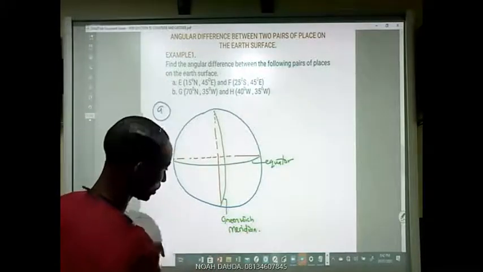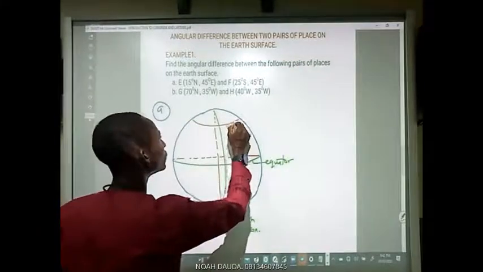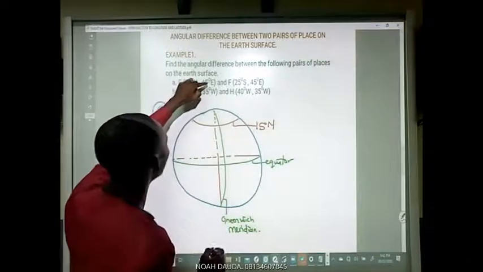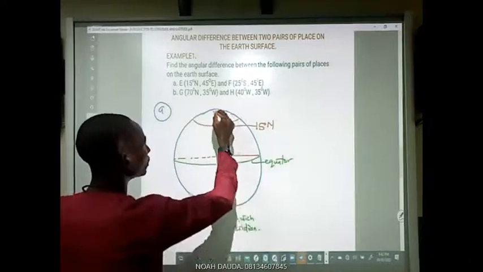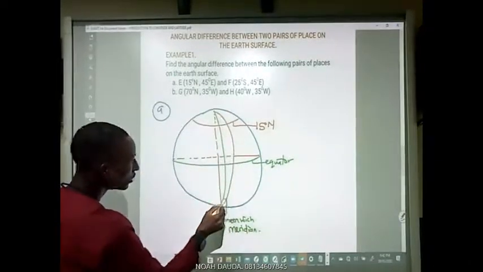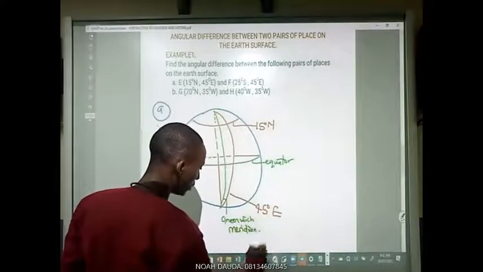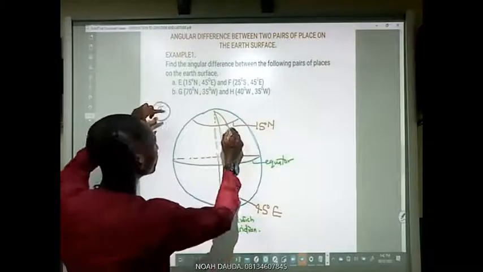15 degrees north can be drawn here. That's the position for north. And also again, 45 degrees east, to be falling along this direction. Then you do that also. Then indicate this as 45 degrees east, and you are done. The point of intersection is here, and let us call the point point E.